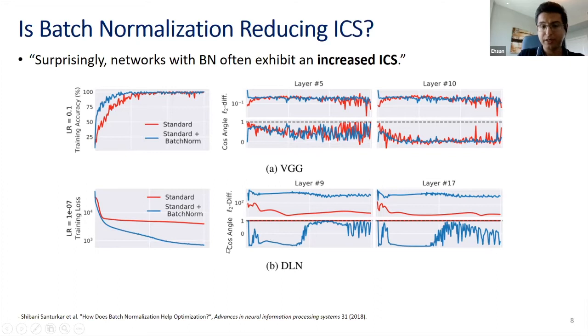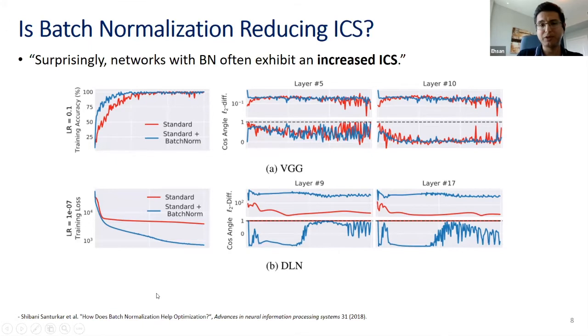In terms of the cosine angle, you can also see that for the standard one the similarity is almost one. However, the batch norm is not doing that good. But when you look at the convergence rate, you can see that standard plus batch normalization is converging much faster. In other words, when we add batch normalization, this ICS even increases, yet we still get a better convergence rate on the training curve.